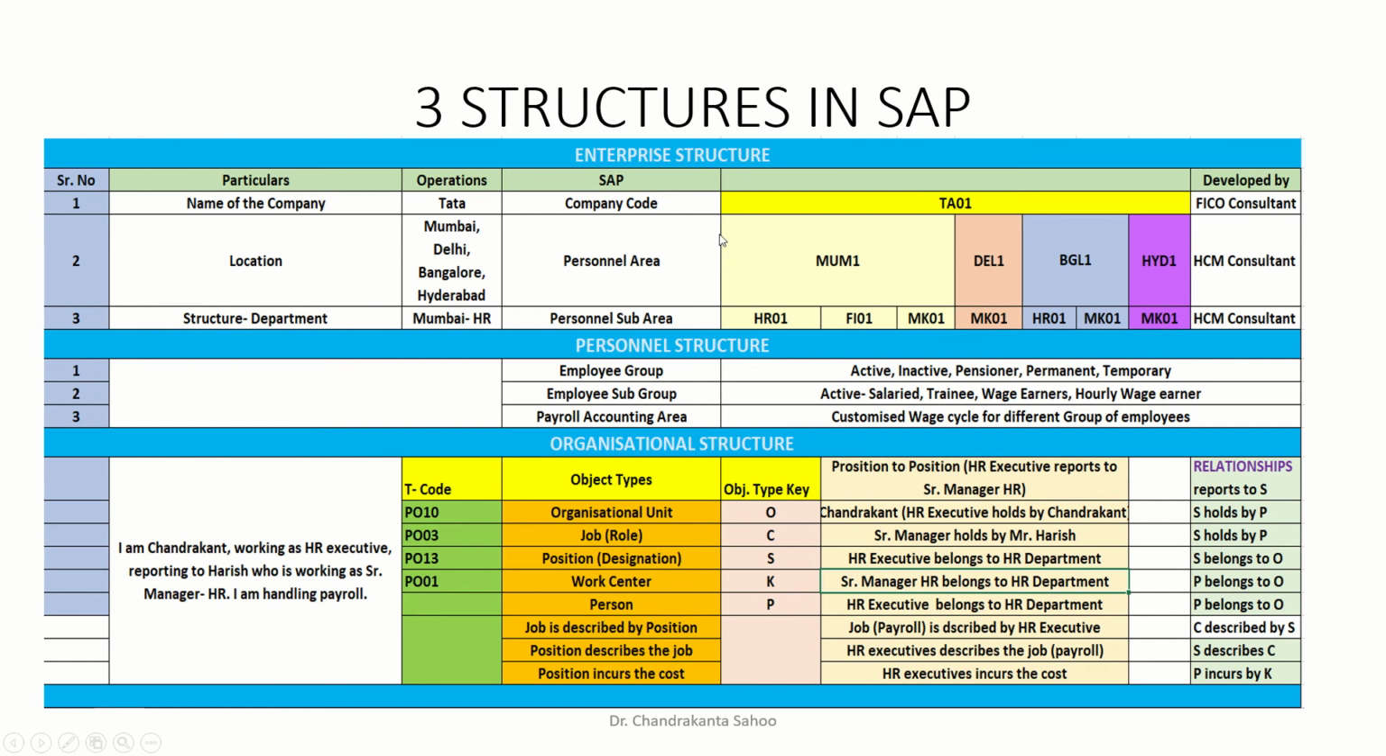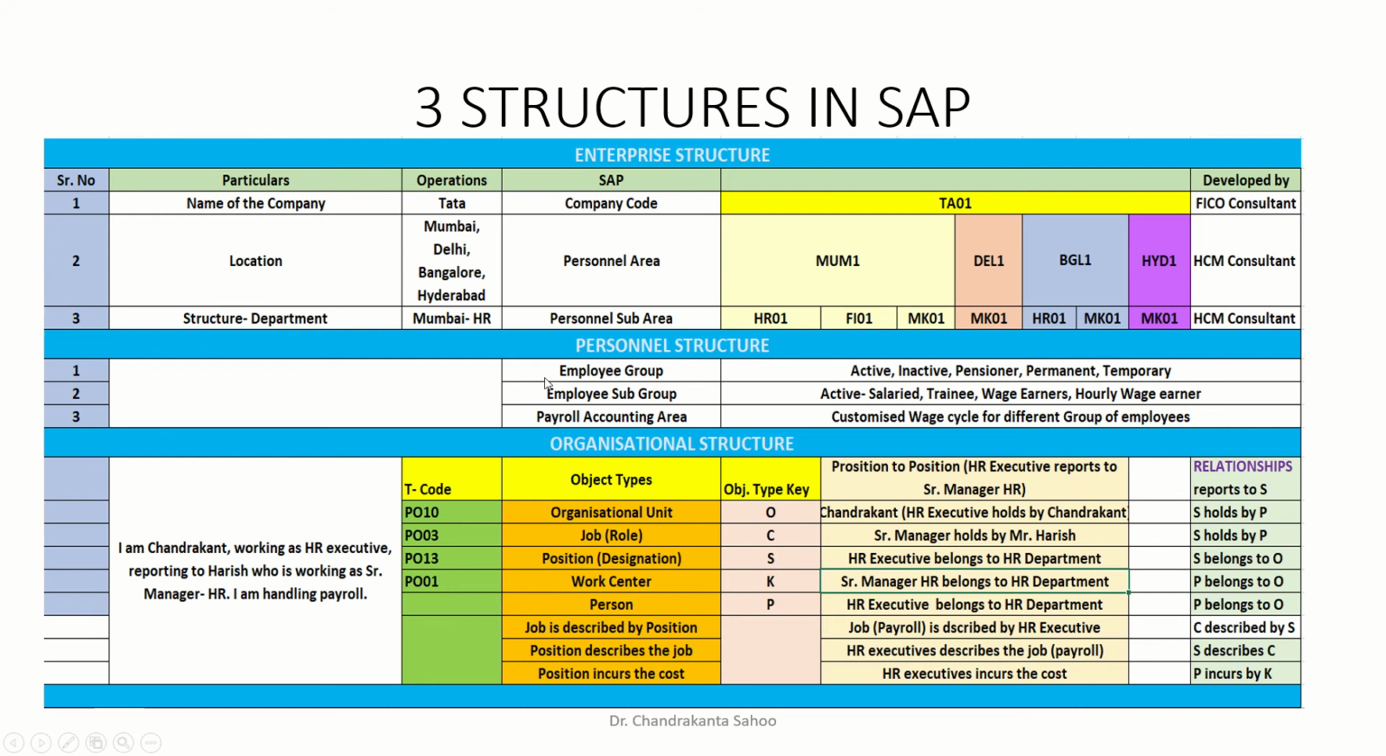The consultant must understand the basic concepts when he is going to configure or consult a company regarding this. These two, personnel area and personnel sub area, are created by the HCM consultant. Then we can talk about the personnel structure. We will have another three subcategories: employee group, employee subgroup, and payroll accounting area.